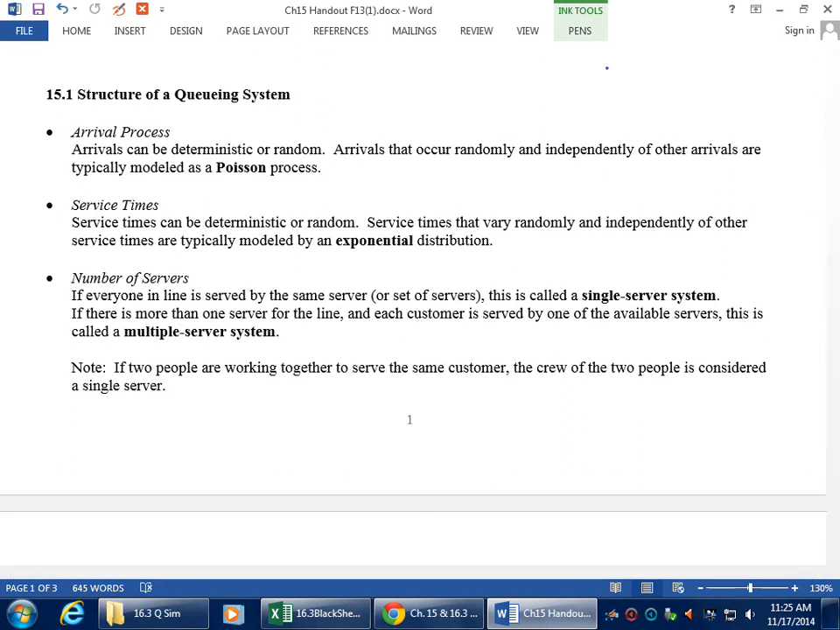So you don't make appointments at McDonald's. You might say the arrival process to McDonald's is random. There are many systems where arrivals are random. There are always people waiting in line. That's a very common thing people do.